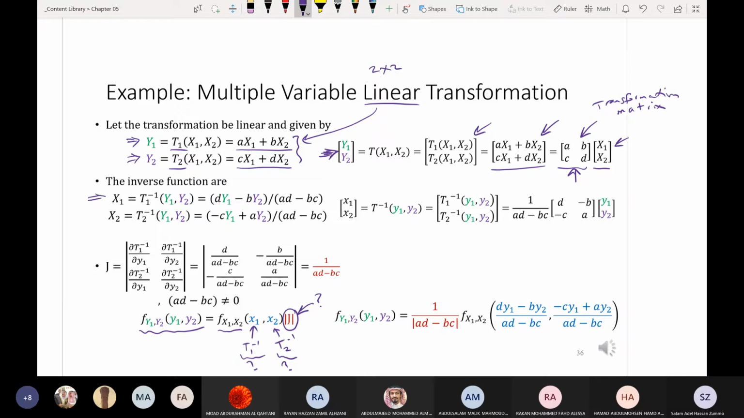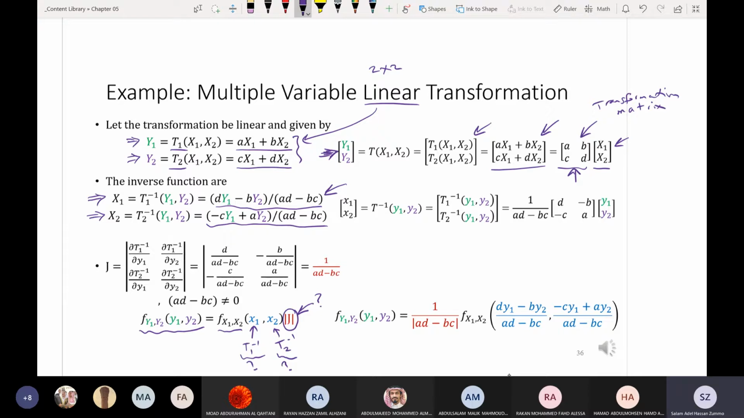x1. Now, in order to find x1 as a function of y1 and y2, simply you need to solve these two equations together. So you will get basically x1 equals (d y1 minus b y2) divided by (ad minus bc). You can find it by solving the above two equations for x1. And x2, you can find in similar fashion, equals to this.